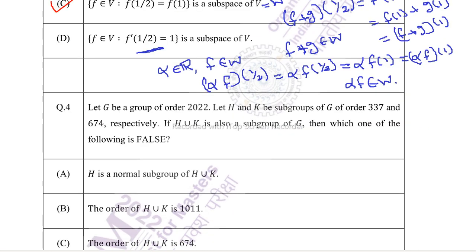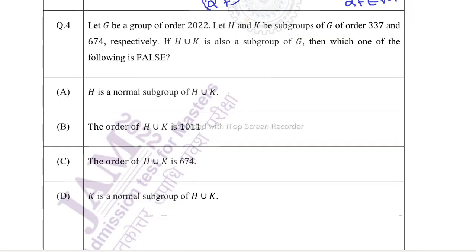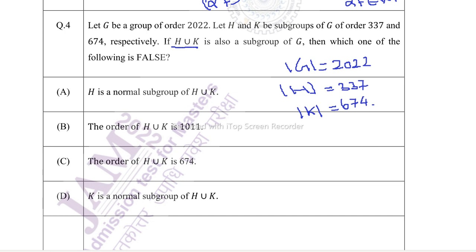Okay, now come to the fourth question. Let G be a group of order 2022, and H and K be subgroups of G of order 337 and 674 respectively. So it's given that the cardinality of G is 2022, the cardinality of H is 337, and the cardinality of K is 674. And it's given that the union of these two subgroups is a subgroup.